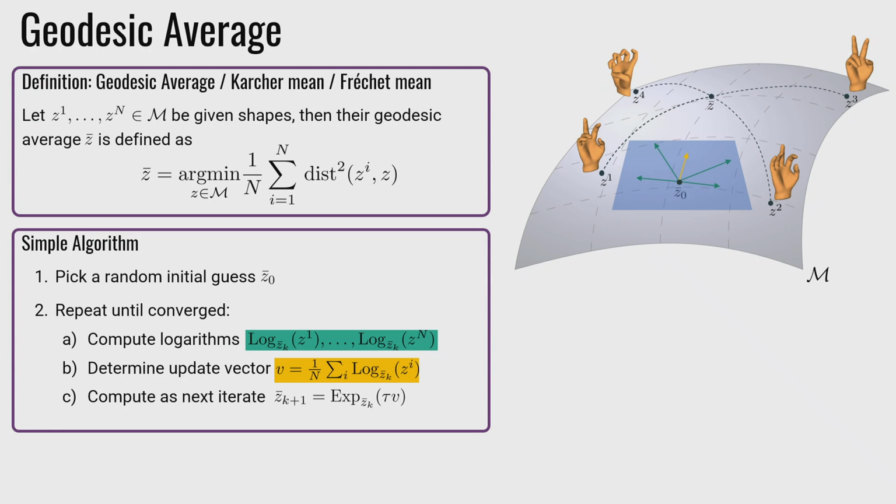And then you get a yellow arrow out. And this tells you, okay, in this direction I have to move to arrive at my actual mean. And now, to again have a point on your manifold, that is the next iterate, you compute an exponential step in this direction, which gives you point Z1. And then you can iterate this process until it converges, which means that your vectors actually sum up to 0 and you don't make large progress anymore.